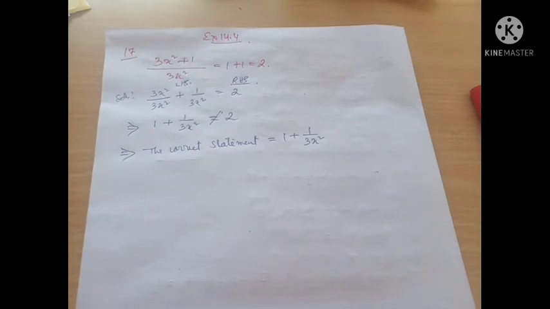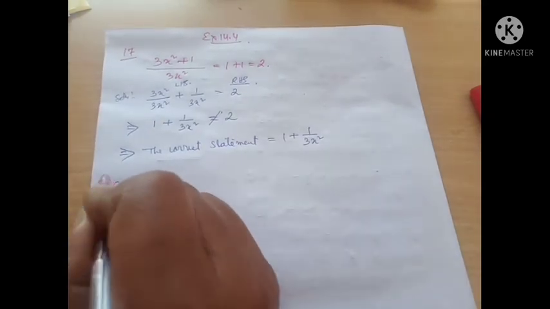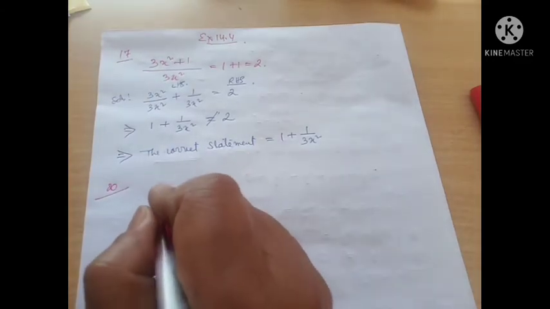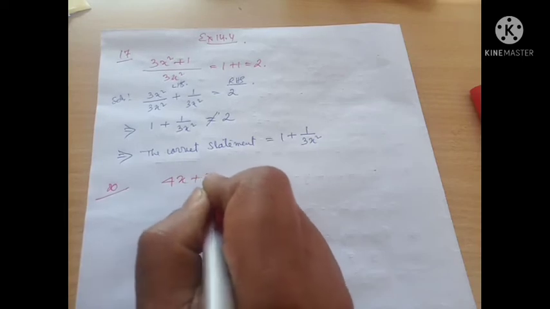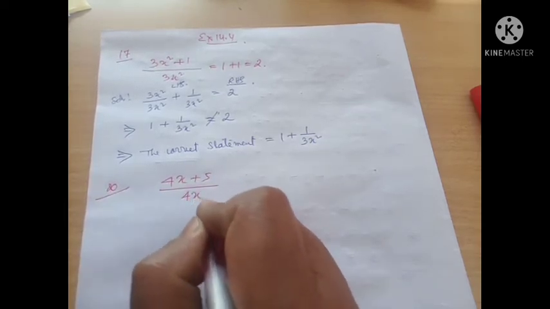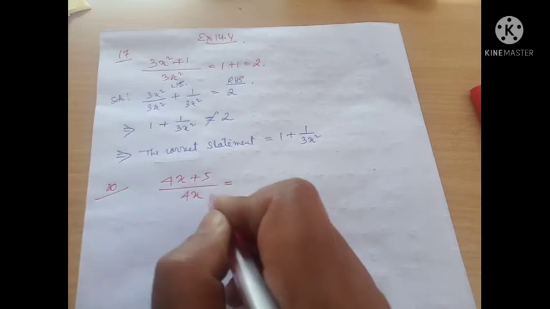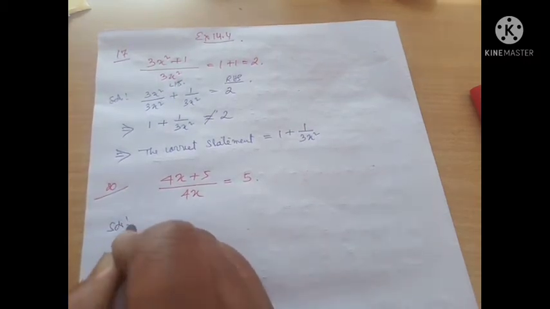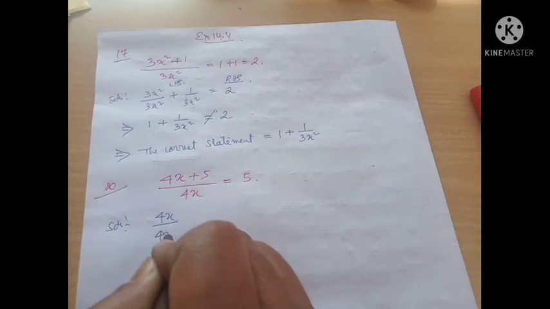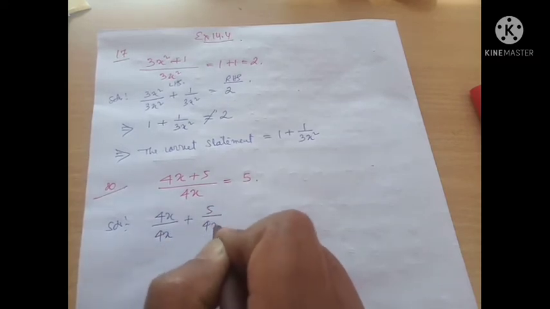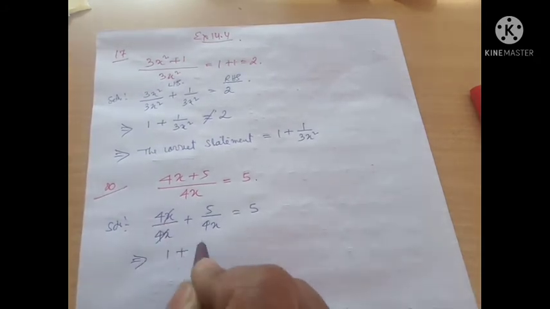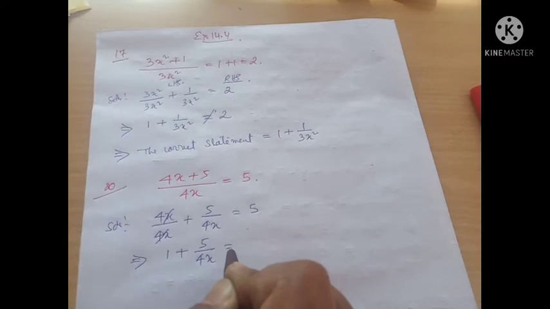Now we will have question number 20. This will be the last question for exercise 14.4. Now again, 4x plus 5 divided by 4x is equal to 5. We have to find out whether this statement is wrong or correct. So here comes the solution: 4x divided by 4x plus 5 by 4x is equal to 5. Here comes 1 plus 5 by 4x is equal to 5.